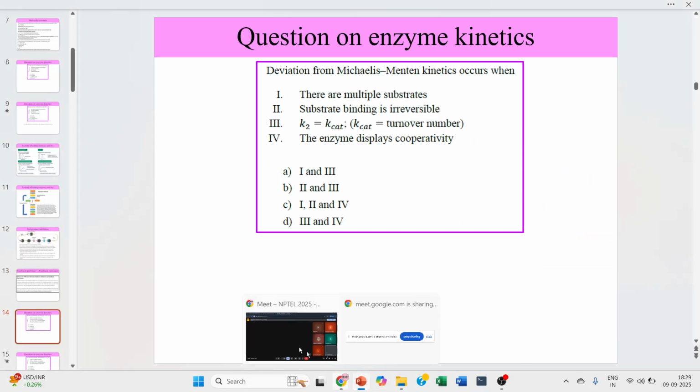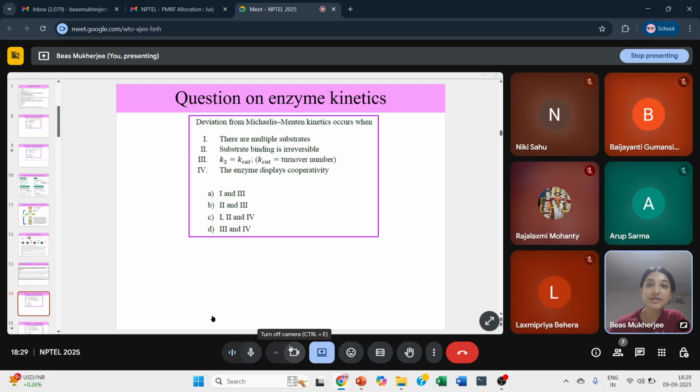Right. So now we have one more question. Deviation from the Michaelis-Menten kinetics occurs when? First, there are multiple substrates. Not all enzymes follow the Michaelis-Menten equation. So we have talked about allostery, if you remember, right? In allostery, some enzymes are regulated not just by the Michaelis-Menten equation, but there are so many other ways in which the enzyme activity can be regulated. So allostery is one of them.